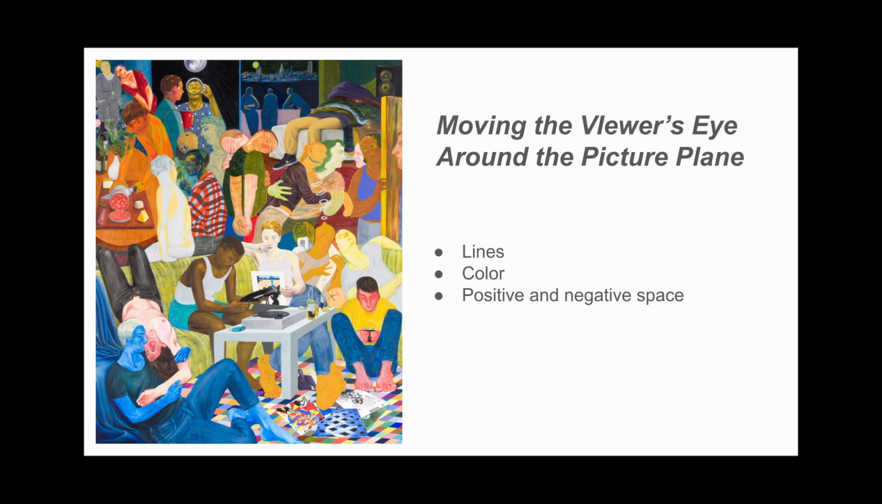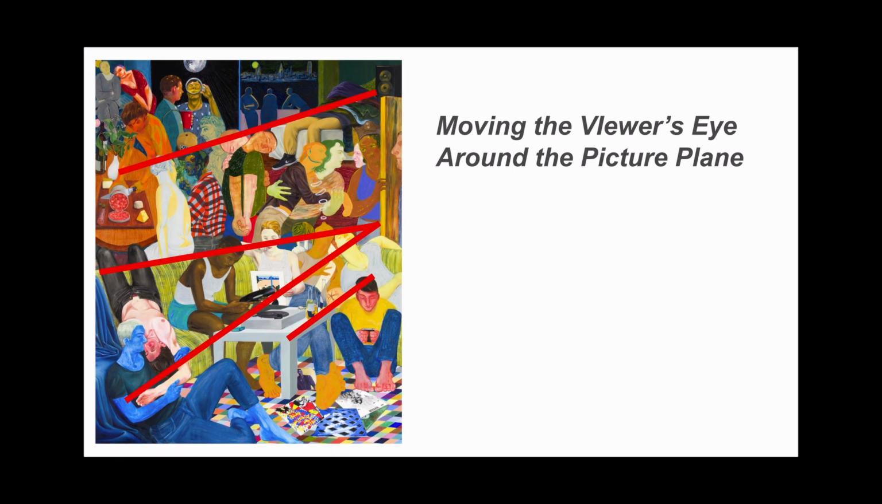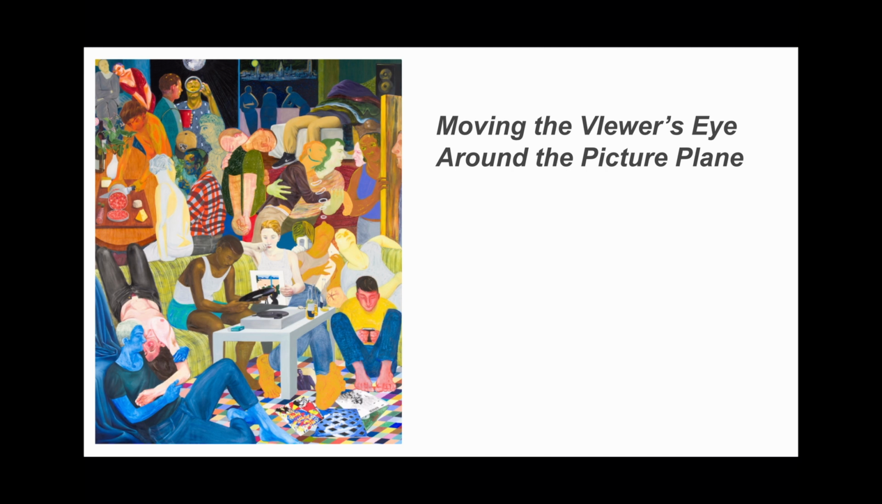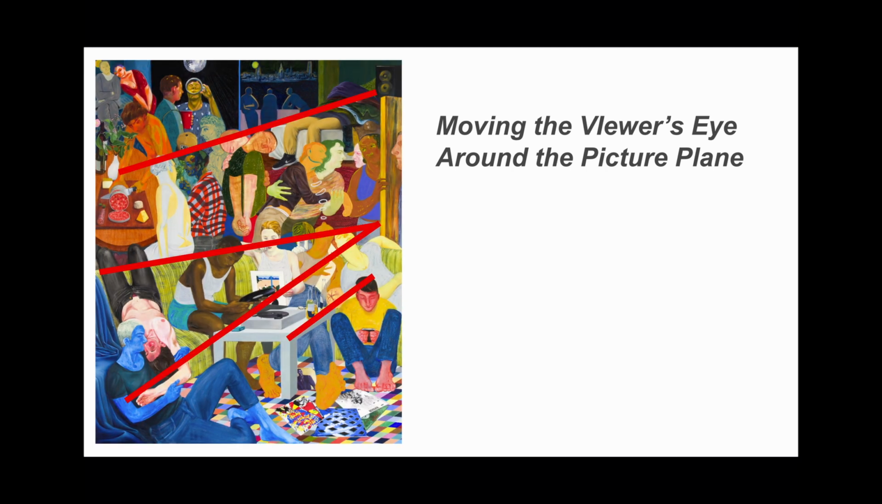Positive space is the figures, and negative space is the resulting gaps, the shapes in the gaps between figures, and so on. She uses lines to move our eyes around the picture plane, like we talked about. First she uses horizontal and diagonal lines here, right? If I toggle back and forth, you can see how these lines, with a couch and a table, can move our eyes back and forth.